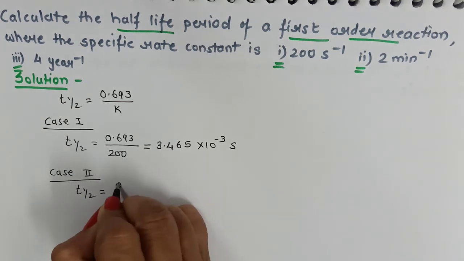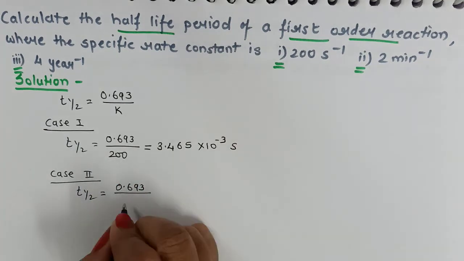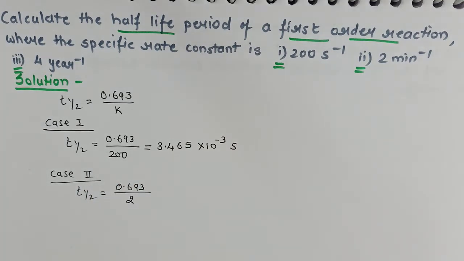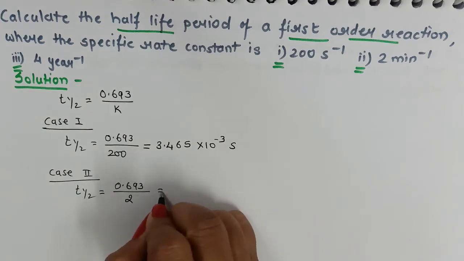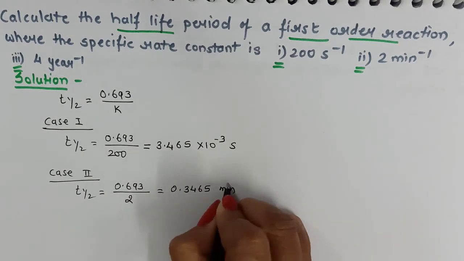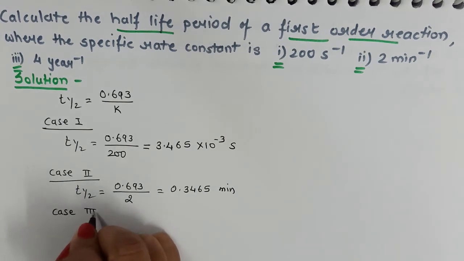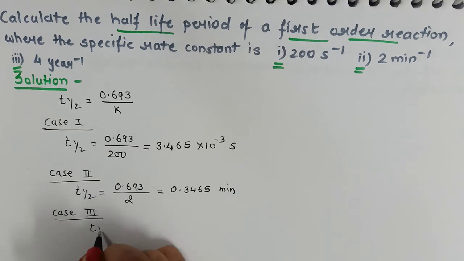In the second case, the formula remains the same. The value of the rate constant is different, 0.693 upon 2. On solving this, we get the answer 0.3465 minute. Now similarly, let us do it for the third case, where the rate constant is given in terms of year.